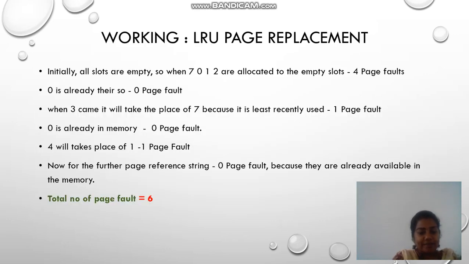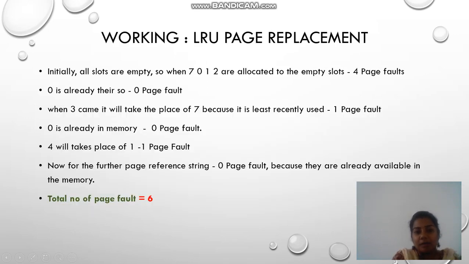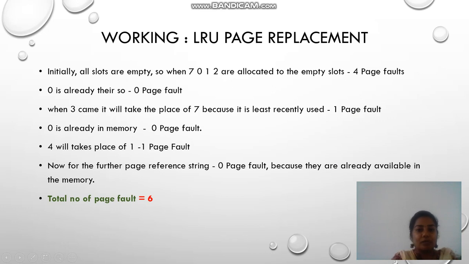The working of this least recently used algorithm is explained in this slide. Initially all the slots are empty, so 7, 0, 1, 2 are allocated to the empty slots. That is the first 4 steps. Then 0 is already there, so there is no page fault. The next string is 0, which is already available, so we call it a hit ratio. There is no page fault there. Then when 3 came, it takes the place of 7 because 7 was used long ago.